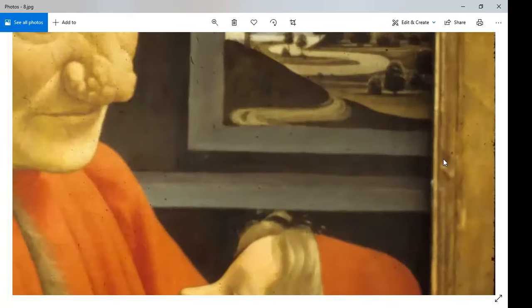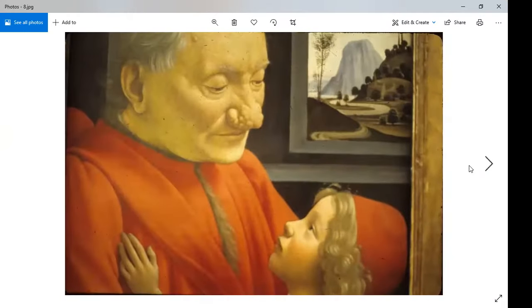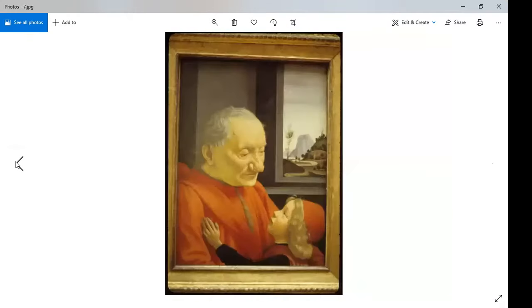Whoops. Oh, I didn't mean to do that. I meant to do this. I meant to go back to the other view. Yeah, these are my own slides from the Louvre.